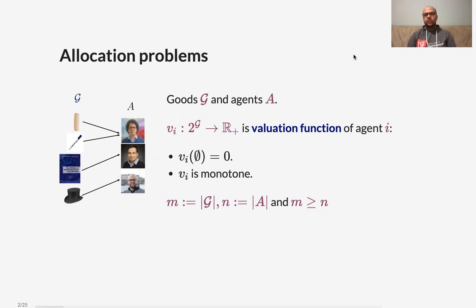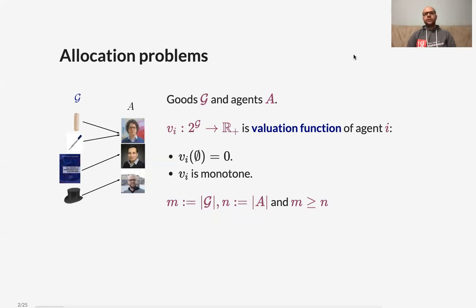And we will assume that the evaluation function has the following two properties. First, that each agent values the empty set at 0. And second, that the evaluation functions are monotone, meaning that if we give more goods to an agent, he can only be happier. So this is the setting that we will be working with. And we will denote with M, the number of goods that we are allocating, and with N, the number of agents that we are allocating the goods to. And for convenience, we may assume here that M is at least N.